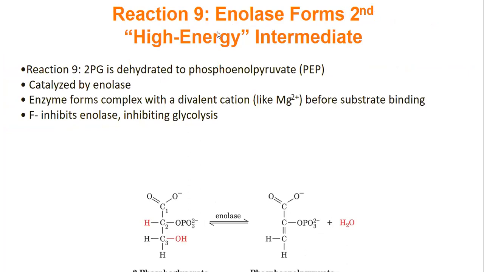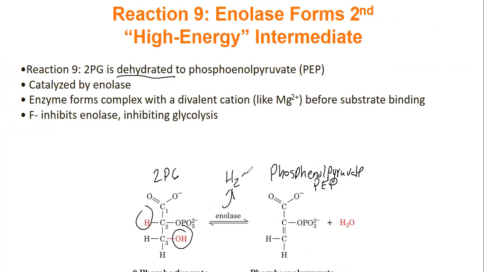Reaction 9, we are making our second high energy phosphate compound. So we had 2PG here, 2-phosphoglycerate, and we're making phosphoenolpyruvate, or PEP. So here we are taking away a water. So that's why I say dehydrated. Water comes off. And we are making a double bond between a carbon and a carbon group, forming an enol.